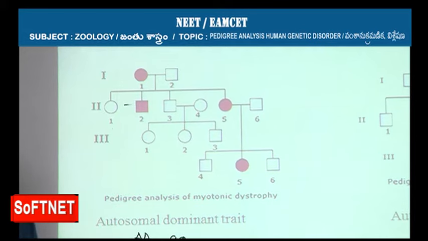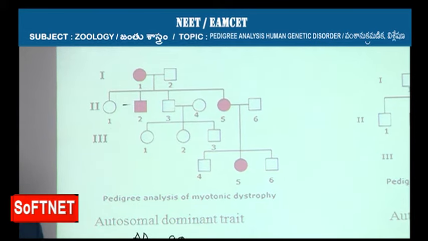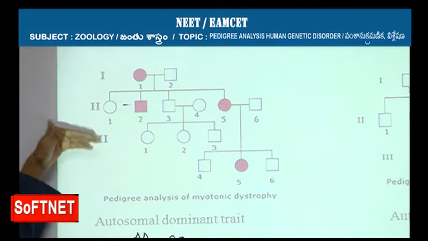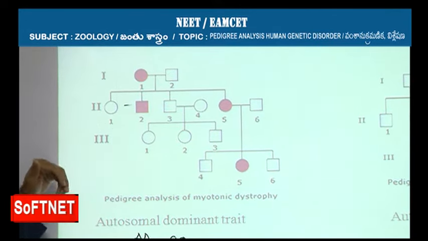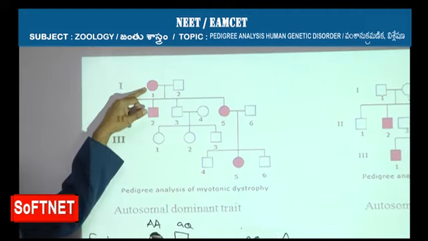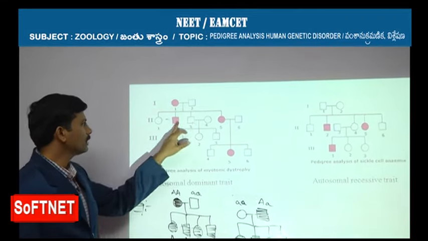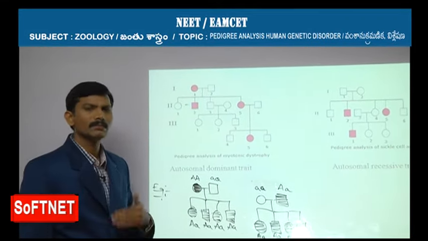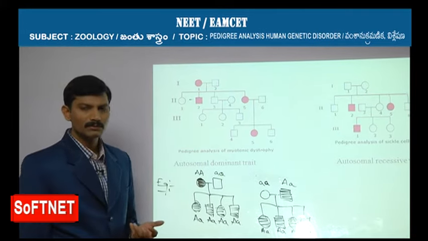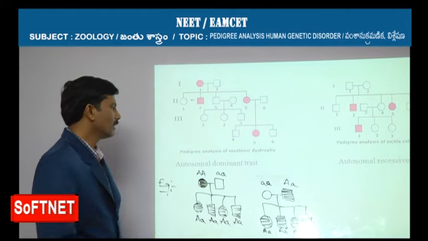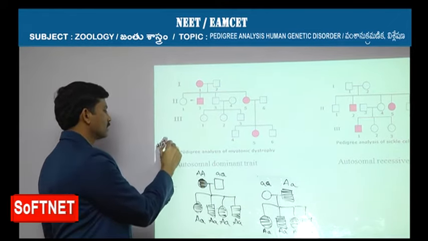Whenever it is inherited irrespective of the sex, in equal proportions, then we can predict that it is an autosomal condition. And because one parent is affected and it is inherited by the next progeny irrespective of the sex, it is autosomal dominant, but given in a heterozygous condition. If the affected individual were present in a homozygous dominant condition, then all the progeny would be affected irrespective of the sex. But here only most of the progeny, irrespective of the sex, are affected. So it forms an example for autosomal dominant, which is present in the heterozygous condition.